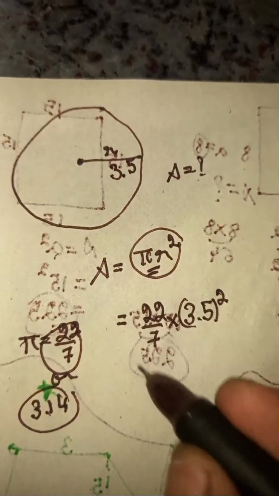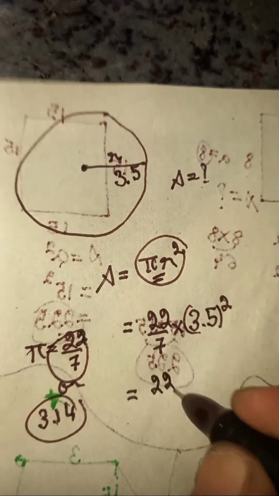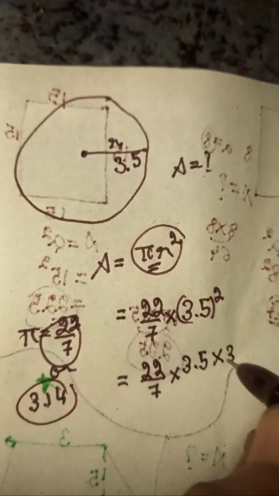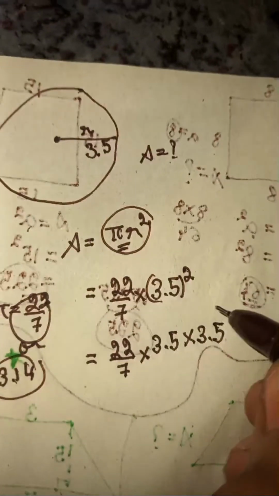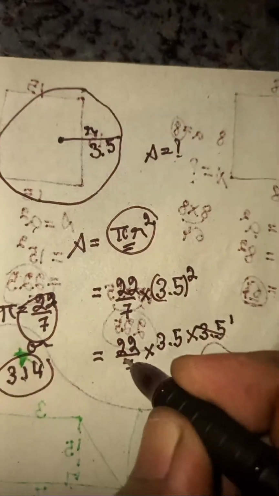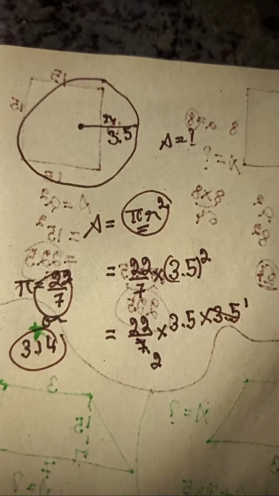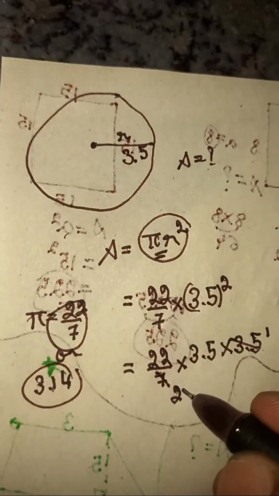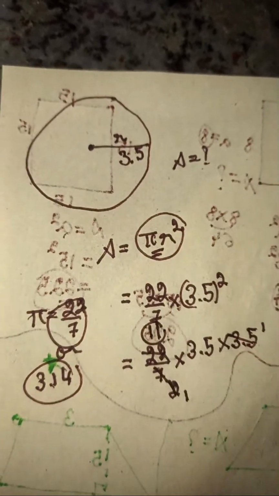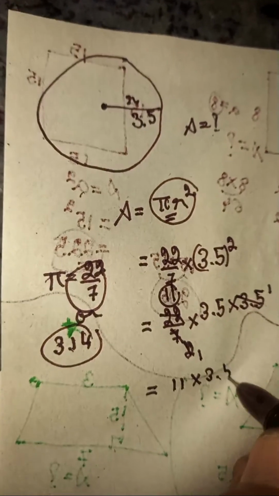If any doubt is there, ask and I'm going to clarify it. 3.5 square, you can write it as 22 by 7 times 3.5 times 3.5. Now you can divide the numerator and denominator. 3.5 times 2 is 7. So it's going to become 1. And now you can divide again. 2 1 times 2, 11 times is 22. Now multiply them, 11 times 3.5.